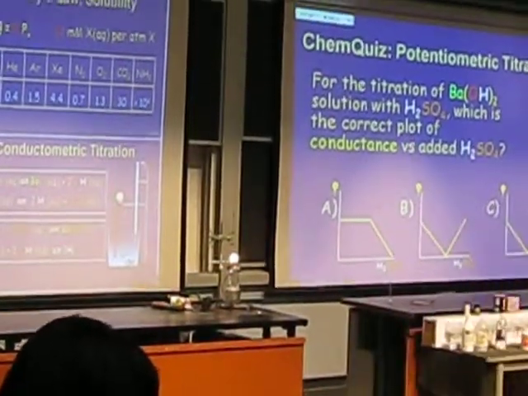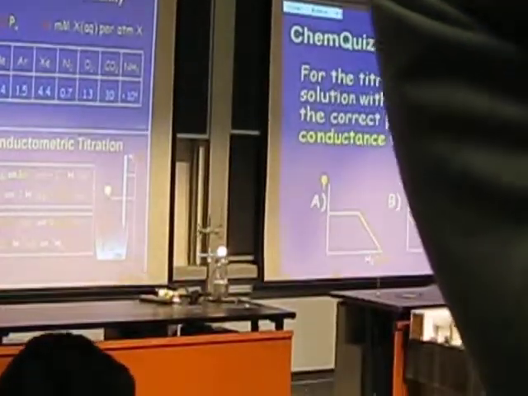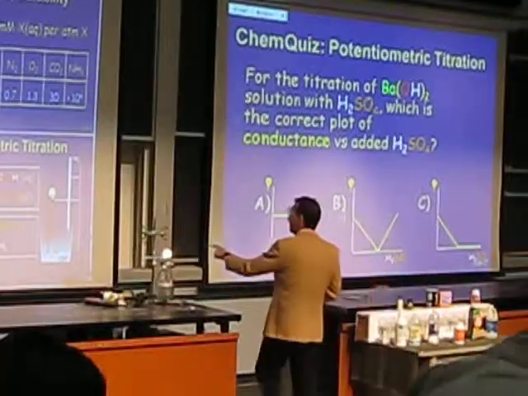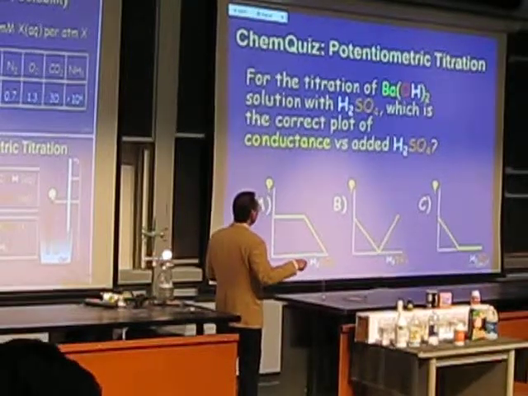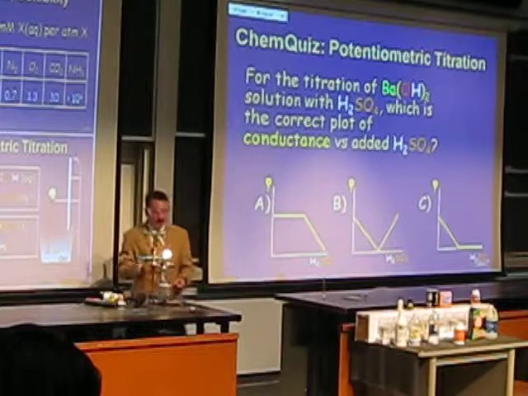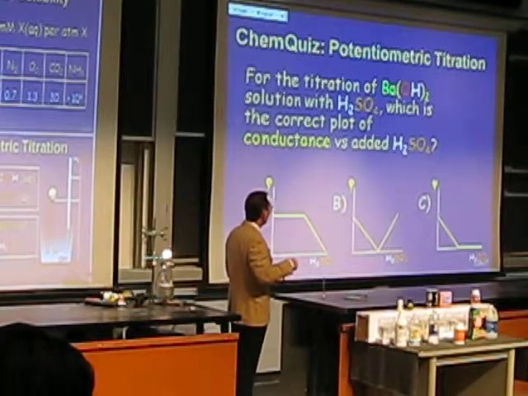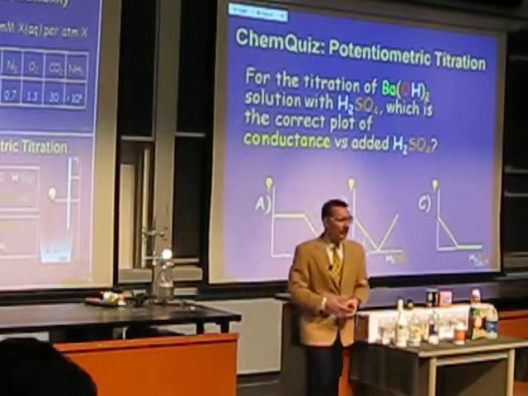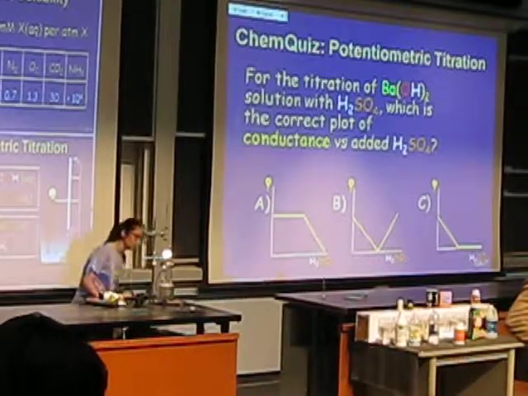For the titration of barium hydroxide with sulfate, which is the correct plot of the conductance, that is, how bright is the light, versus added H2SO4? So I start with barium hydroxide down here with a bright light, and I'm going to add H2SO4. The question is, what does the conductance plot look like? A, B, or C? Bright light, dim light, bright light, dim light. Think about that for a minute, and we'll make a selection.